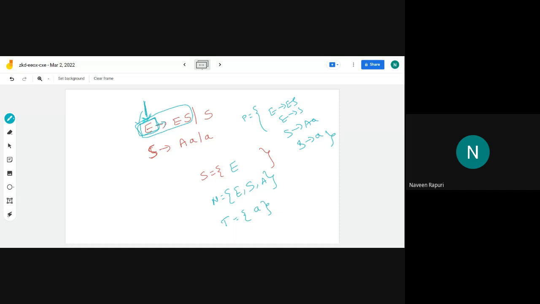So the non-terminal presented in the arrow mark is the start symbol, and that should be the first production. So that is the non-terminal, sir. That is the start symbol.